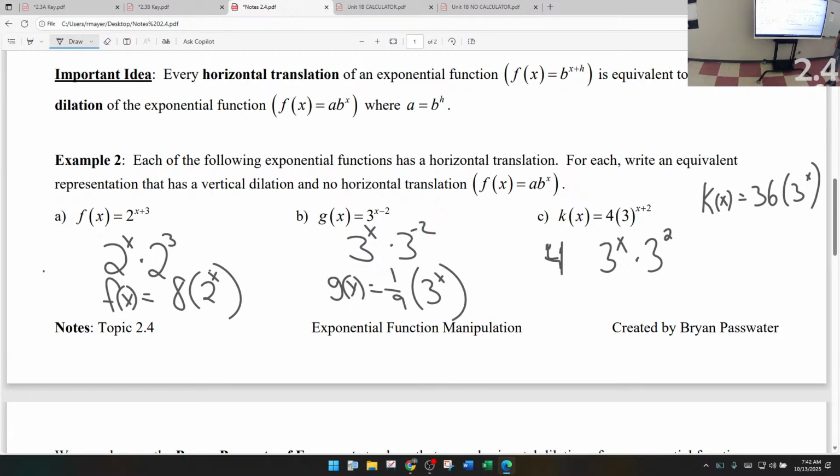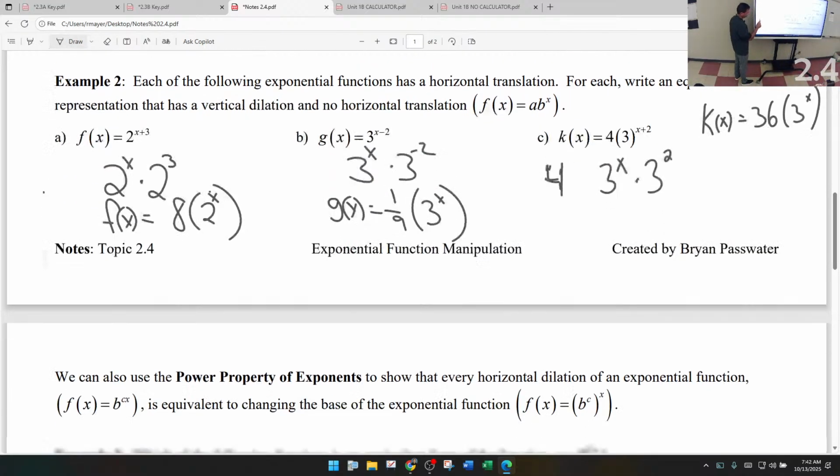Beautiful. Y'all got questions? You okay? This and this are the exact same things. I can't tell you how tricky that is on the test. You've got to be able to see that. Okay? Beautiful. All right, what else we got?